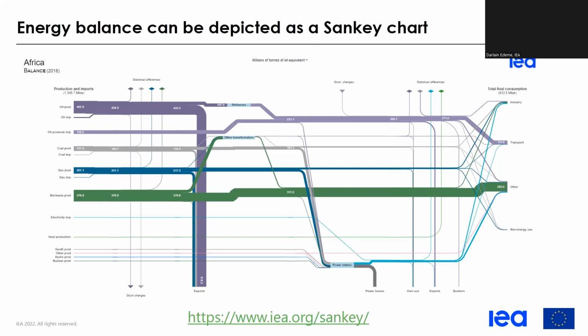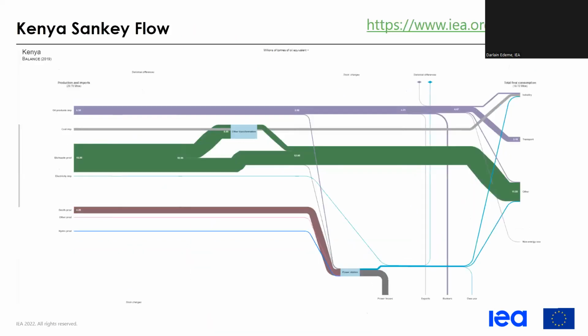If you go on the IEA website, you have the link here below on the slide. You can really see how the energy balance has evolved over time. You can use the timeline to see from 1971 to today how the energy consumption of different fuels and sectors has evolved. This is the Kenya Sankey flow from the IEA website.